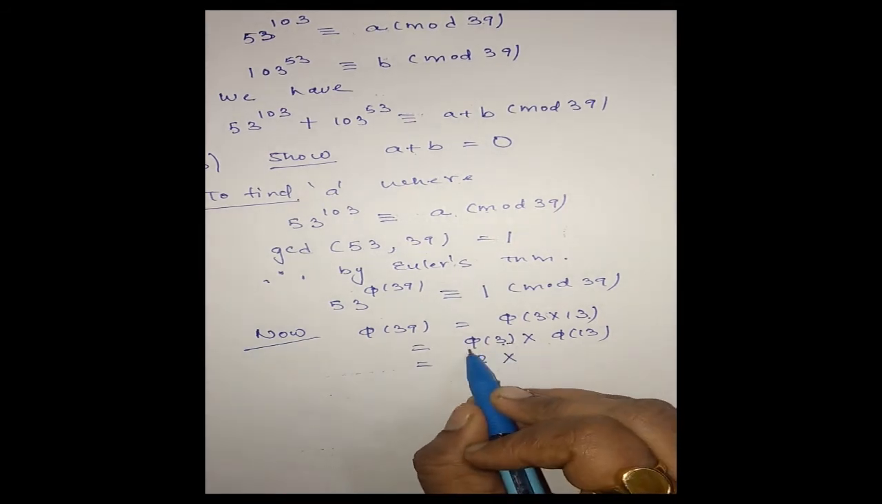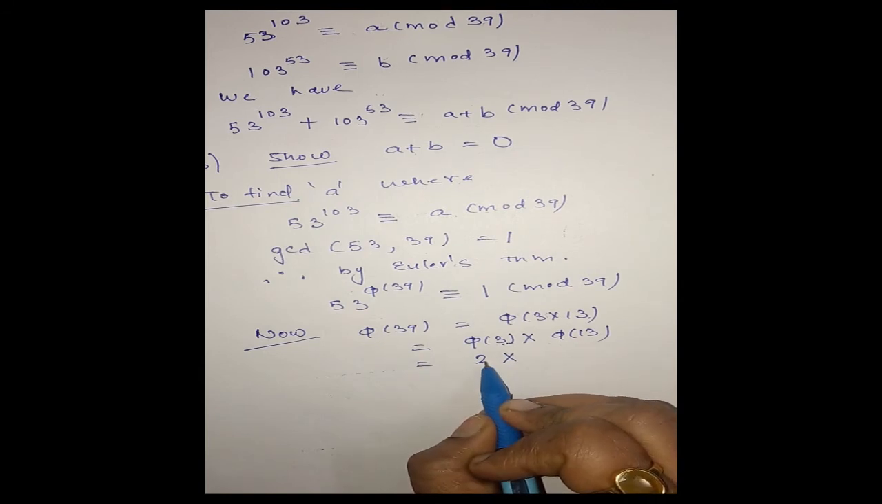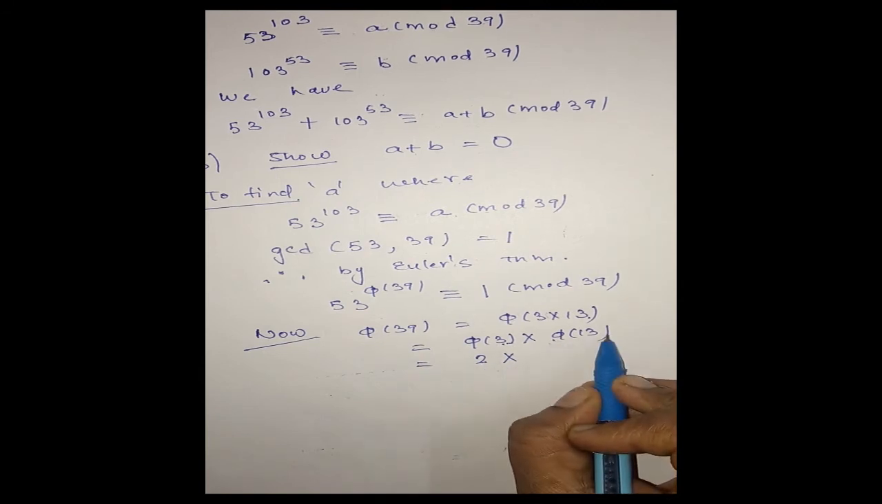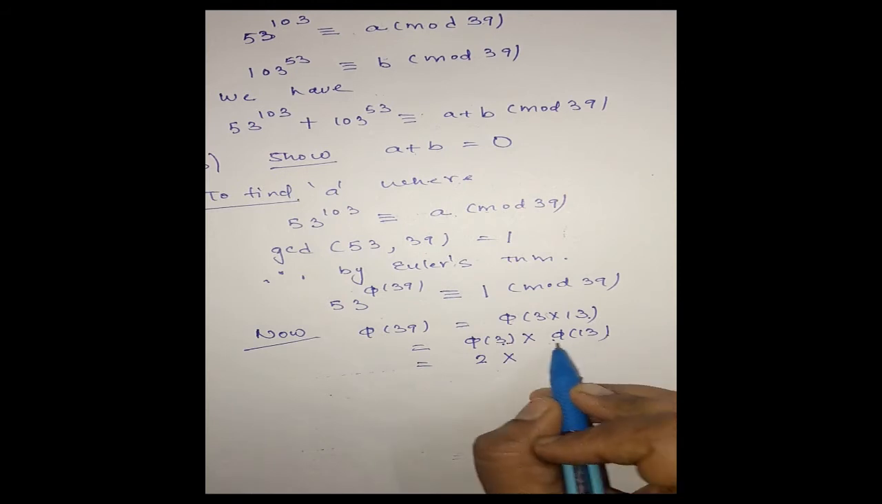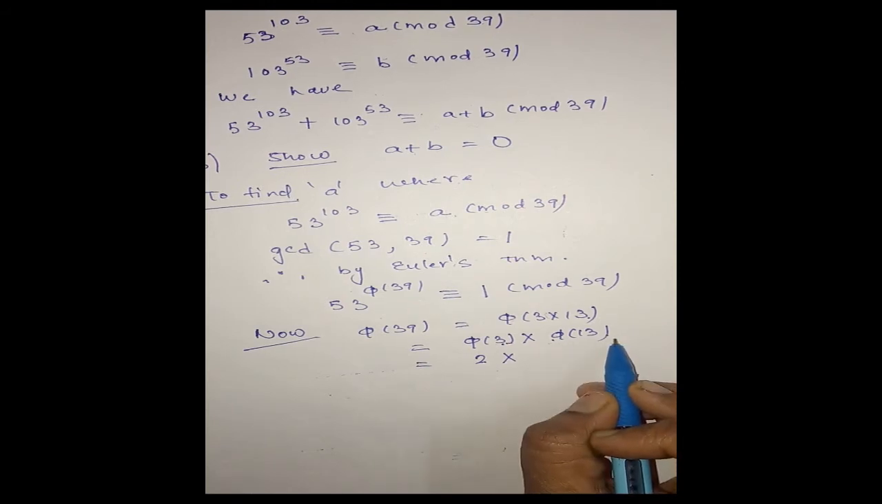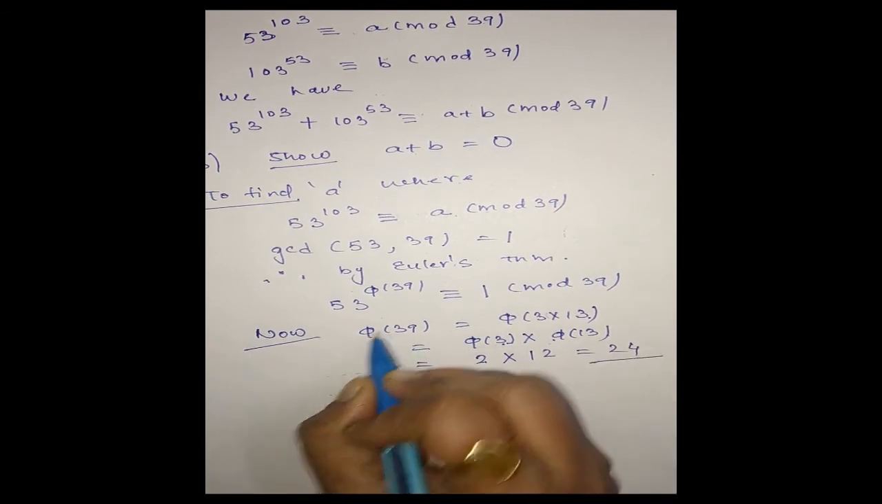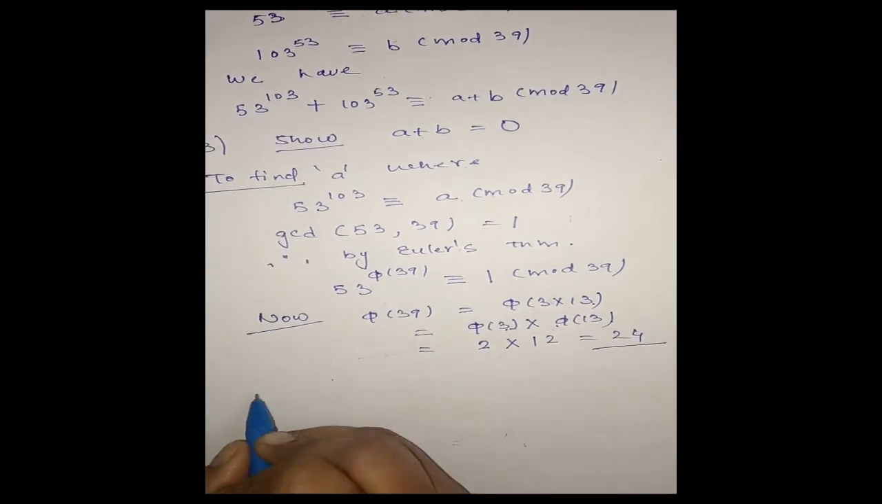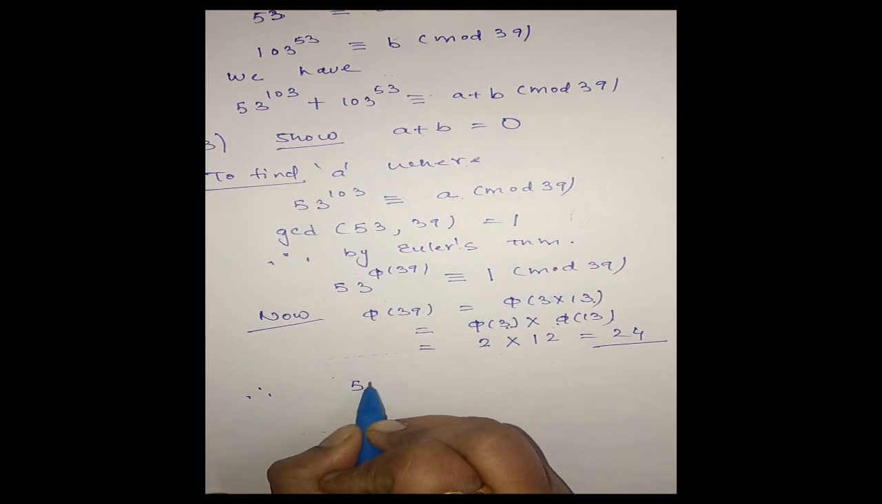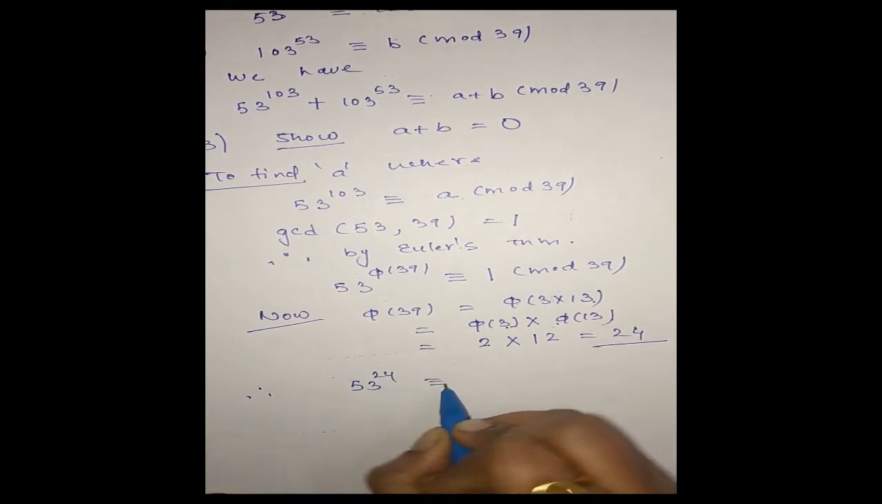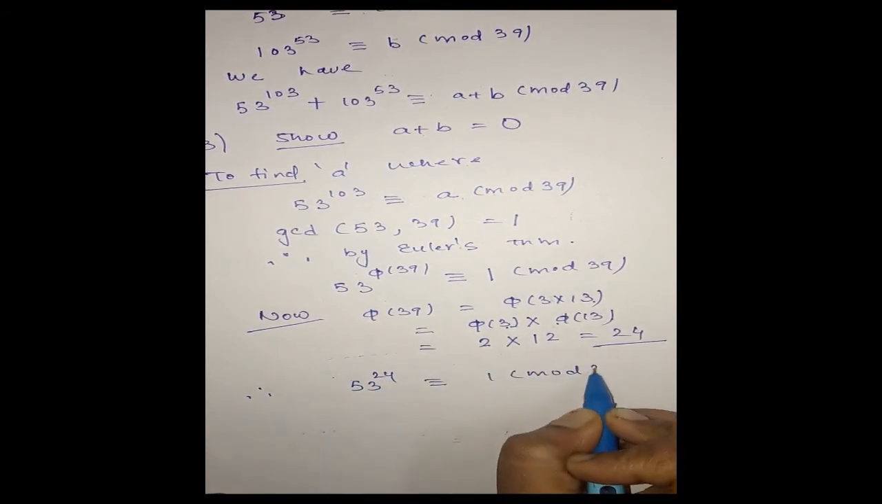3 is prime. Therefore, phi of 3 is 3 minus 1, that is 2. And phi of 13, which is again a prime, that means phi of 13 will be 13 minus 1, that is 12. Okay, phi of 39 is 24. Therefore, we have 53 power 24 is congruent to 1 modulo 39.